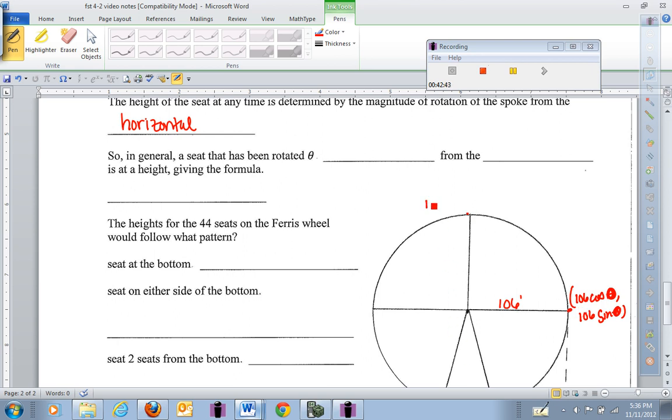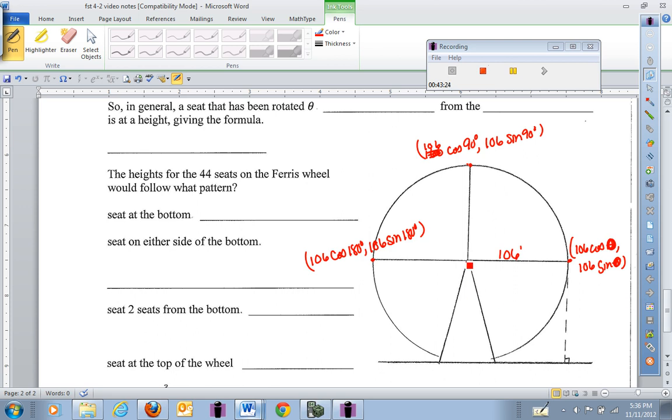At the top, we'd be at 106 times, remember this ordered pair is 0, 1. Okay, so that would be 106 times the cosine of 90 degrees. Oops, it should say 106. And you'd have 106 times the sine of 90 degrees. Here, we'd be at the ordered pair negative 1, 0, but we're going to scale that. So we're at 106 times the cosine of 180 degrees, and then 106 times the sine of 180 degrees.